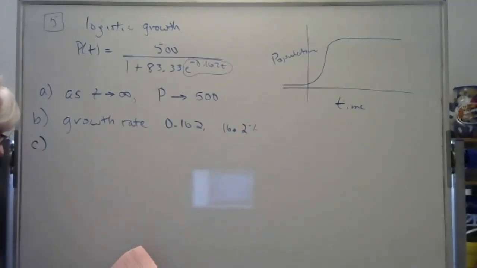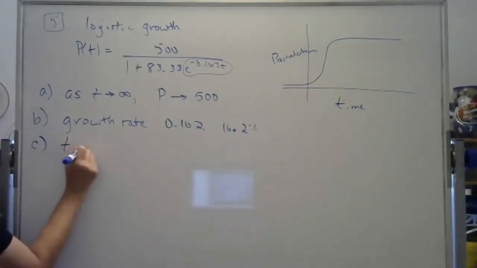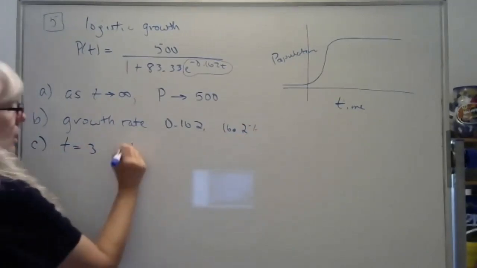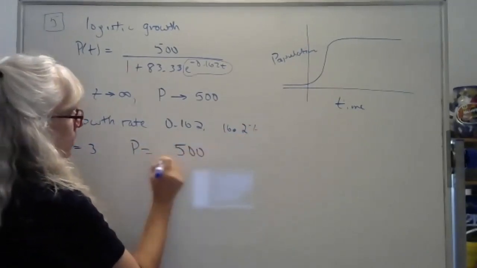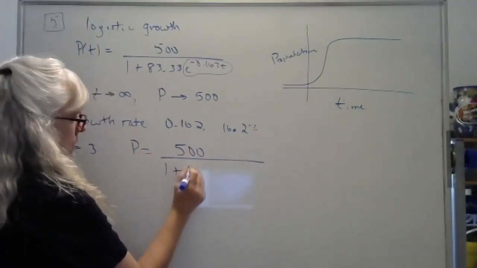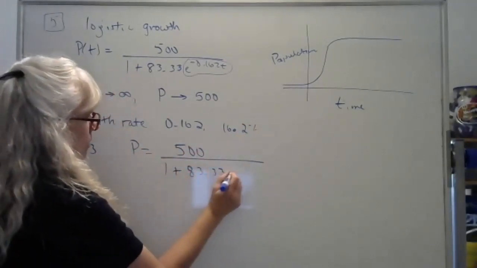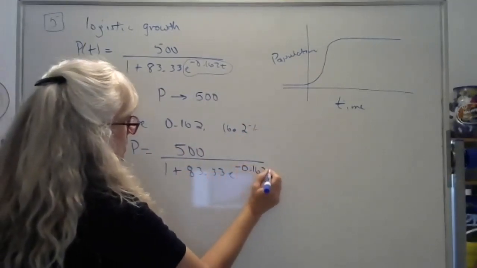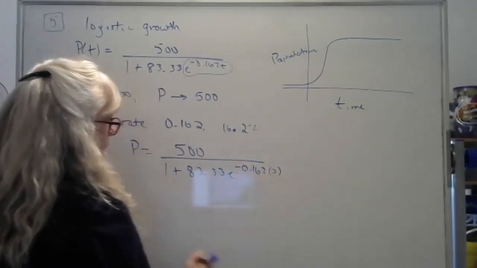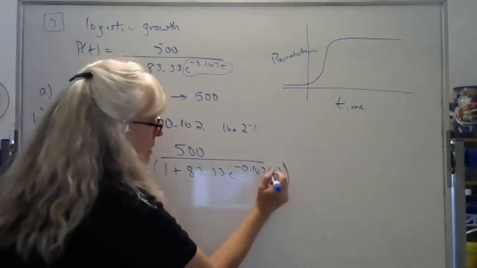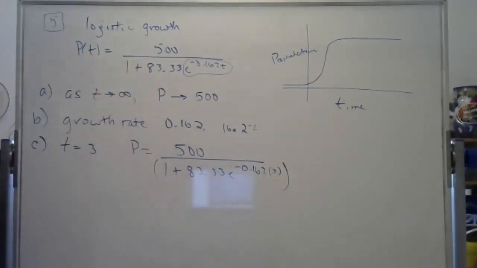Part C wants to know what's the population after 3 years. So we're going to let t equal 3 and then plug it through our calculators. So P is going to be equal to the 500 all over 1 plus 83.33 e to the negative 0.162 times 3. Whatever you do, make sure you put the entire denominator in a set of parentheses. And let's see if we can get it through the calculator correctly. Don't forget the negative on that exponent.